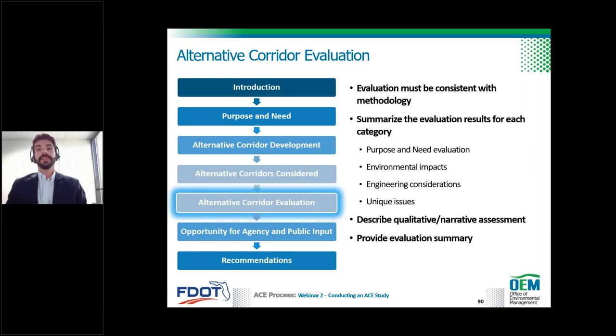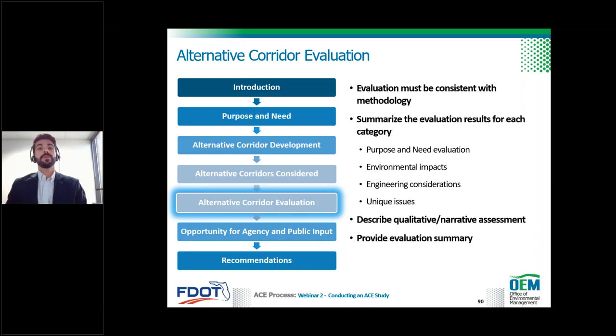As Sylvia was discussing in lesson 3, you should have results for each of the major evaluation topics. For instance, what corridors meet purpose and need? What corridors have the least impacts to environmental resources? There could be corridors that have no potential impacts to historic resources, but high potential impacts to wetlands. This should be described in detail, perhaps with a table comparing all of the corridors.